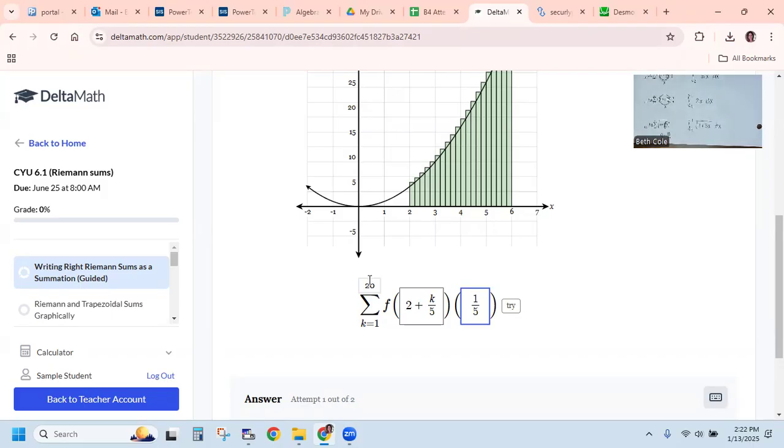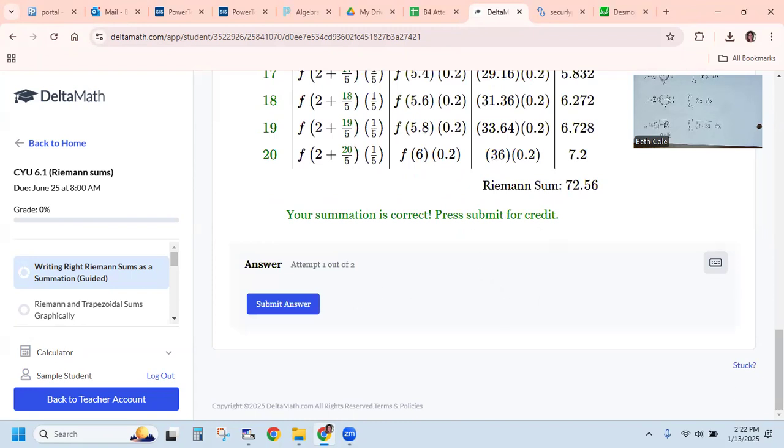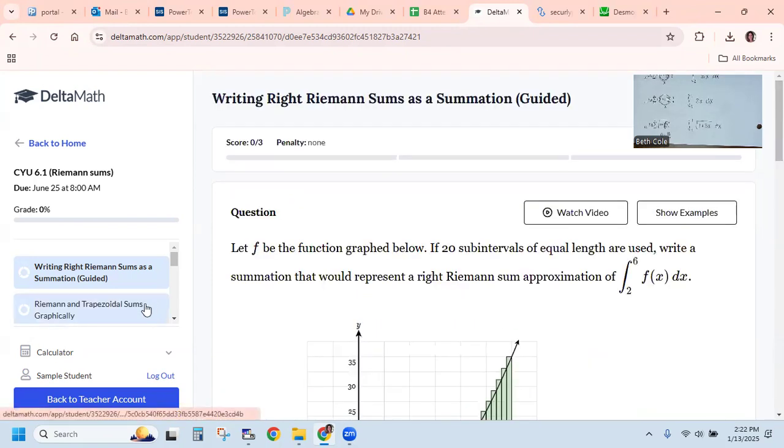You just take the number, put it there. It's just instead of infinity, it's 20. 20 divided by 4 is 5. Like, do you get what I'm saying? Okay, try, and then it's going to tell you your summation is correct. Plus submit. Okay, and then here's how these look.